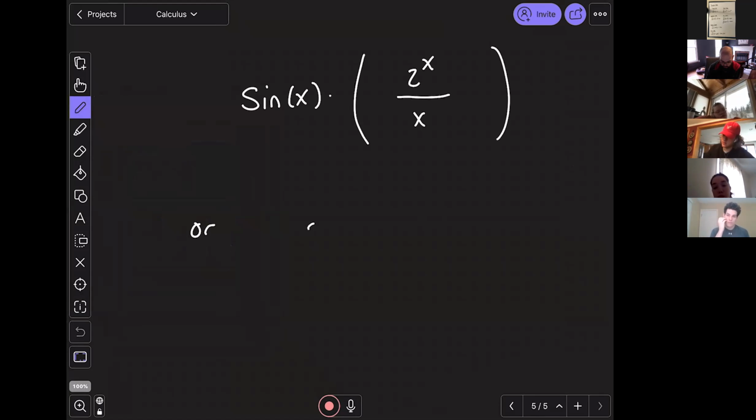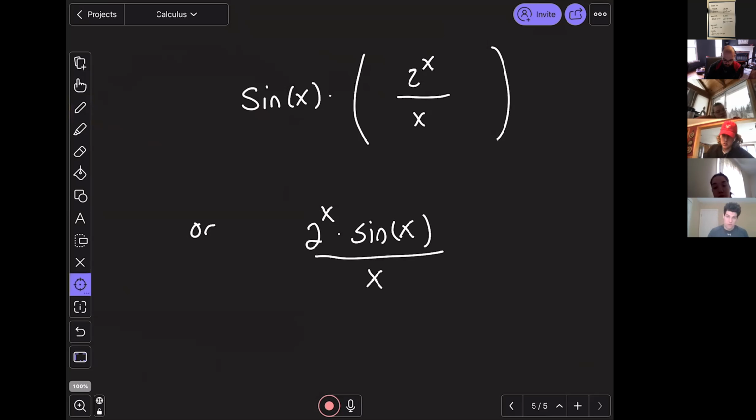You could rewrite this as 2 to the x times sine x, all over x. And so if you're thinking about it this way, you could use product rule first. If you think about it this way, you could use quotient rule first. So it's just a matter of making sure that you're picking the right functions in the right spots. Okay, so algebraically, these are the same. And if you think about it this way, you do a product rule, and then you would do a quotient rule for this. Or if you thought about it this way, you could do quotient rule first, depending on which one's inside.